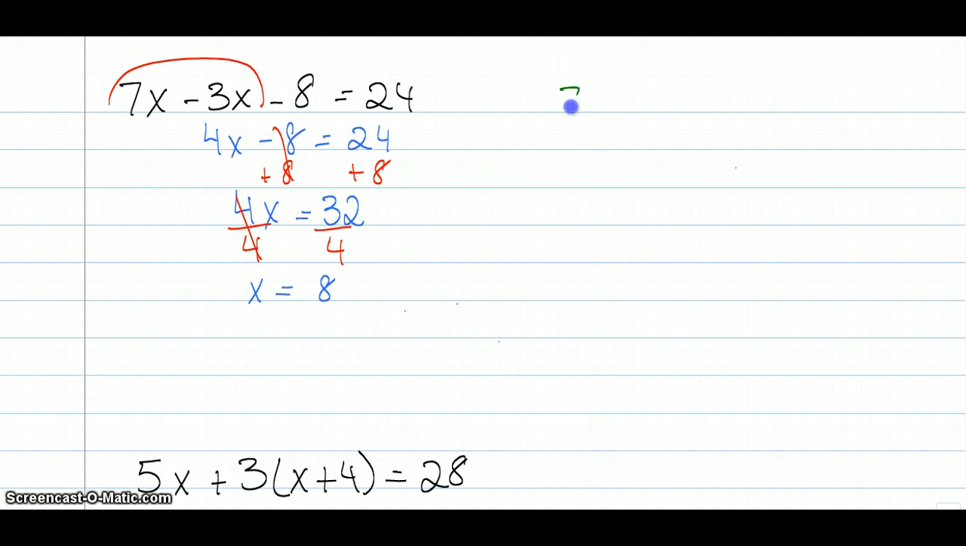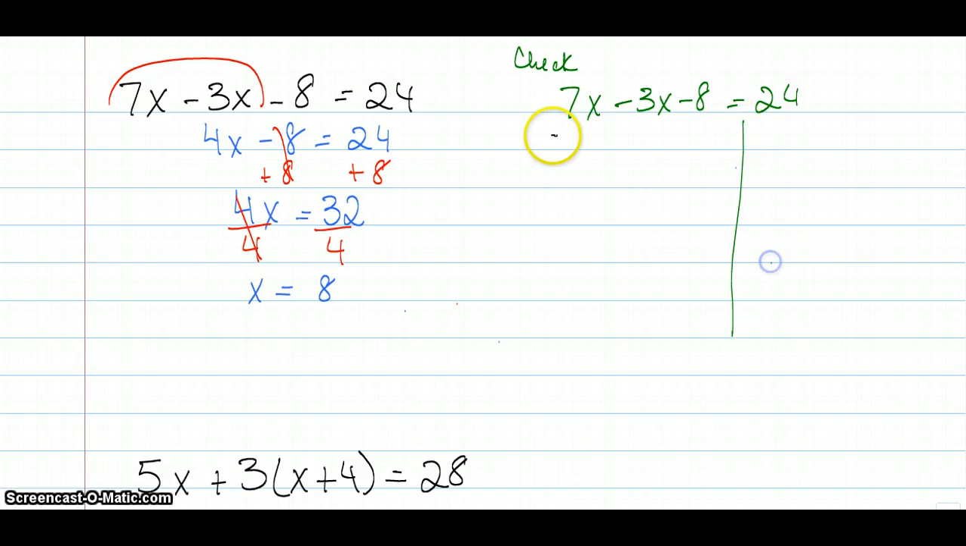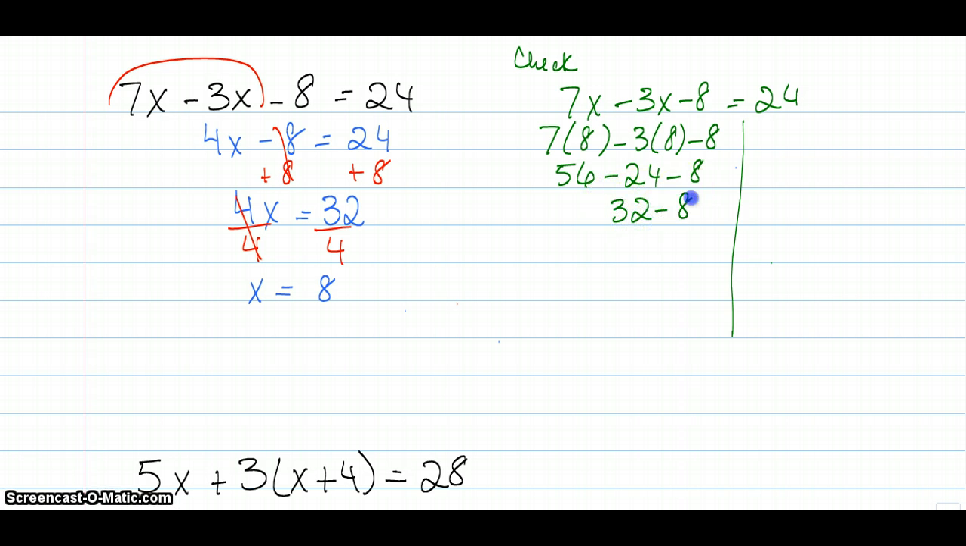And now when I check my answer, I have 7x minus 3x minus 8 is equal to 24. Draw a bar at my equal sign. So I have 7 times 8 minus 3 times 8 minus 8. 7 times 8 is 56. Minus 3 times 8 is 24. Minus 8. 56 minus 24 is going to give me 32. So now I have 32 minus 8. 32 minus 8, hey, it gives me 24. So that checks out.